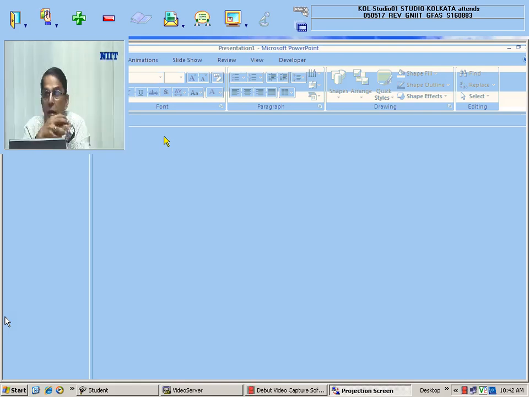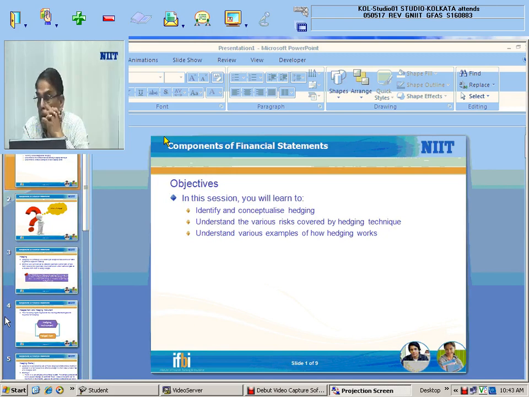In this session today, the last session on lesson 2, we will talk about hedging. We will identify and conceptualize hedging, understand the various risks covered by hedging techniques and various examples of how hedging works. IAS 39 contains special accounting principles for hedging activities. However, the objective of this session is only to introduce and familiarize participants with the hedging concept as covered in IAS 39, without going into much detail.